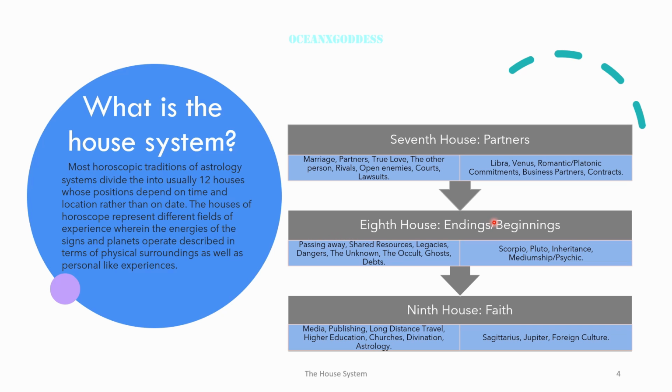In the eighth house, we have endings and beginnings. Some things about the eighth house: passing away, shared resources, legacies, dangers, the unknown, the occult, ghosts, and debts. We get these energies from Scorpio and Pluto. We have inheritance because we have shared resources. So the eighth house does deal with inheritance and mediumship or psychic ability. If you have significant planets in the eighth house, you may have really good psychic abilities, or a certain affinity towards ghosts, the dead, or what happens when we die. You know what I'm trying to say?